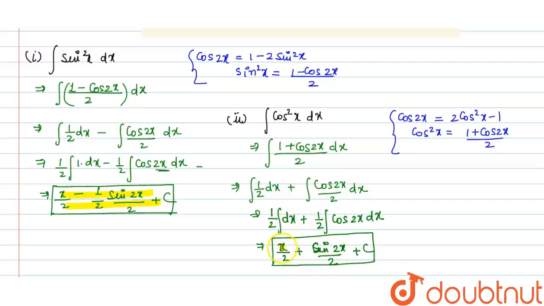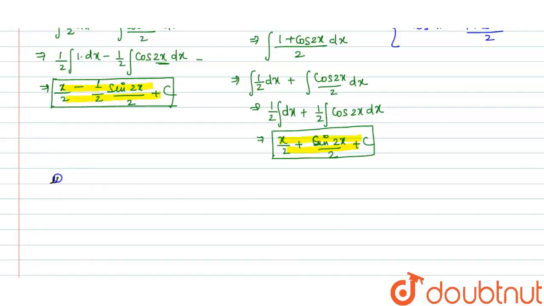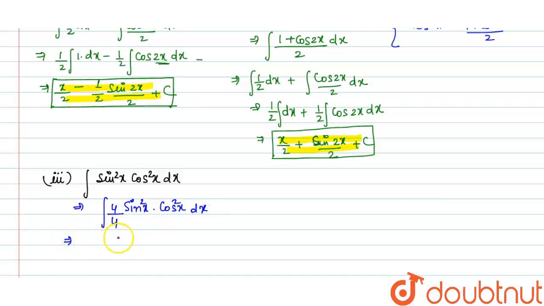Now come to the third part. The third part of the question is integration of sin square x cos square x dx. In this question we have to use some identities also. We can write this as sin x into cos x whole square, but we can multiply by 4 and divide by 4. Why we are doing this? One minute, I will clear you.